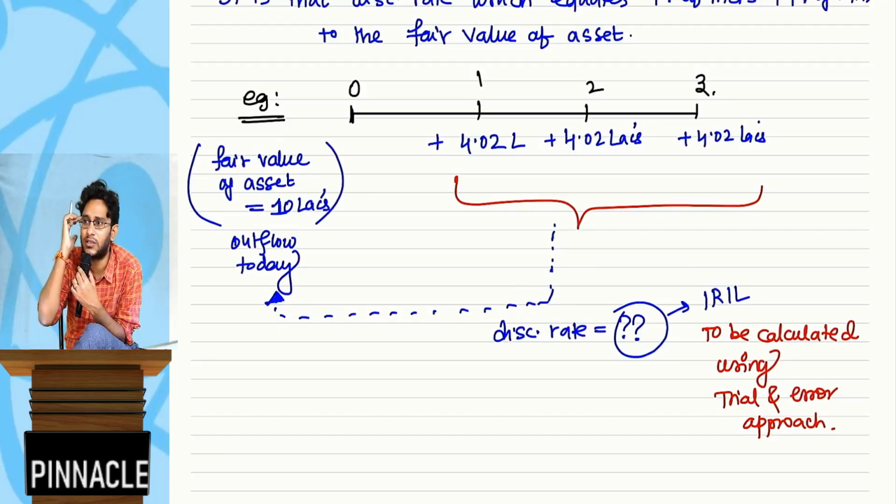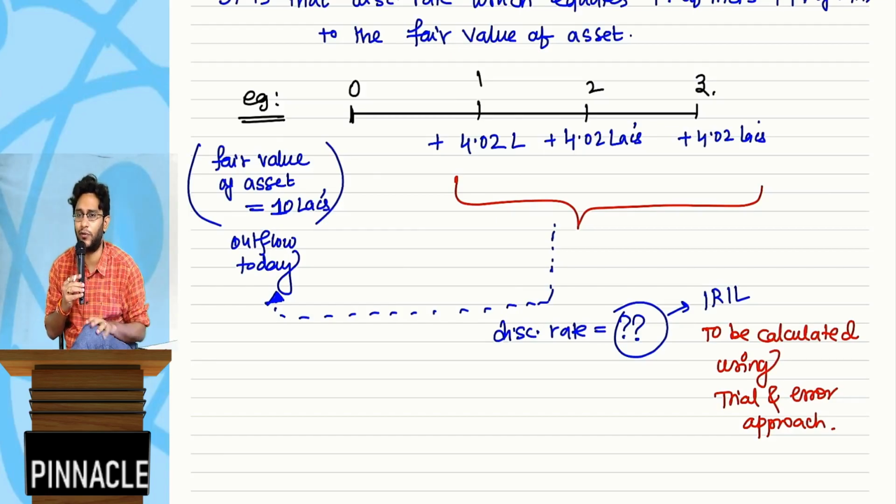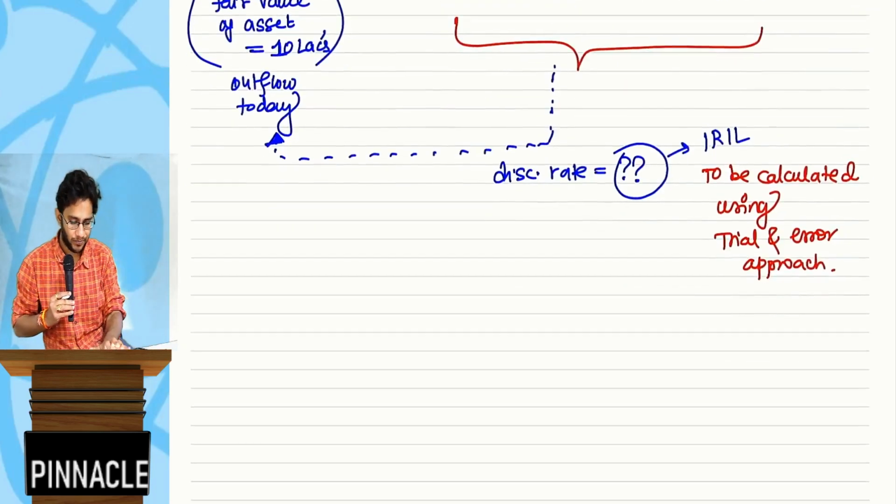Sir, how to work out this IRIL? For that there is no small technique, sir. You have to do trial and error. So try at one rate, you may pass, you may fail. Try at another rate, and somewhere in between you have to do interpolation. How to do all that we will see as we go further into the chapter.